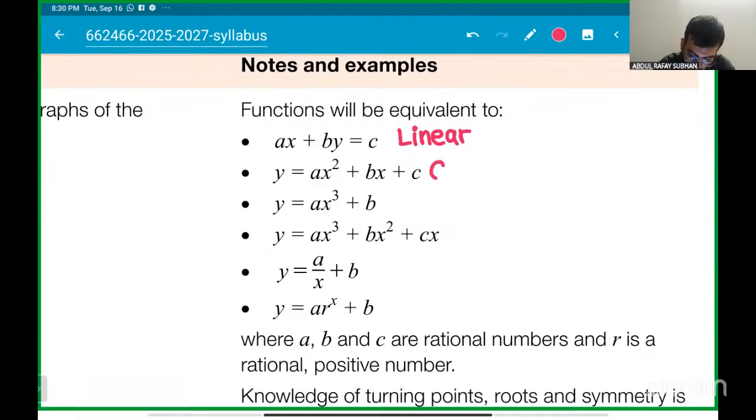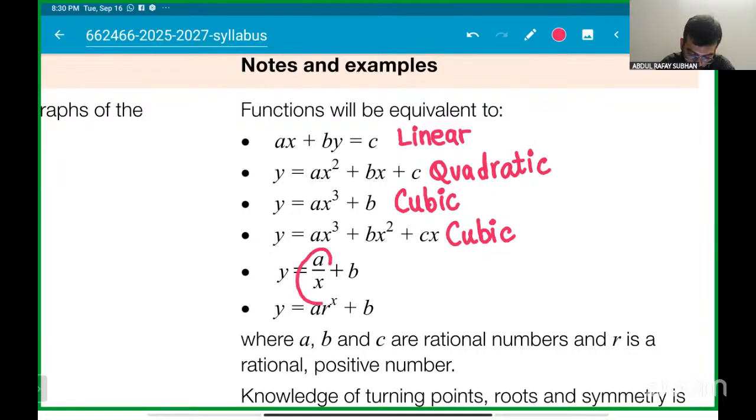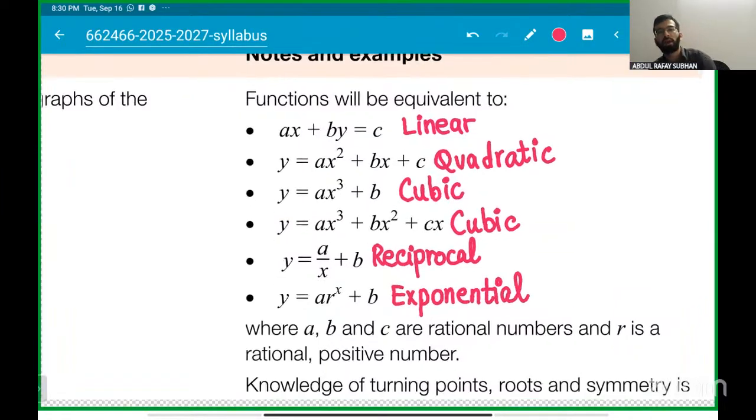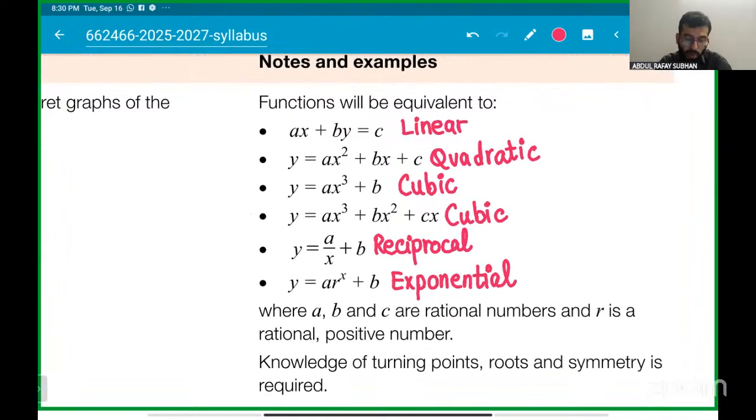The second one, ax square plus bx, will be a quadratic one. Is everyone clear? Following? Ax cube plus b will be a cubic graph. Again, ax cube plus bx square will be a cubic graph. A divided by x is an example of the reciprocal graph. And the last one, a r power x, is an example of an exponential graph. Is everyone understood? Got it? Clear, students? People following, understanding? Okay, there are no numbers here.